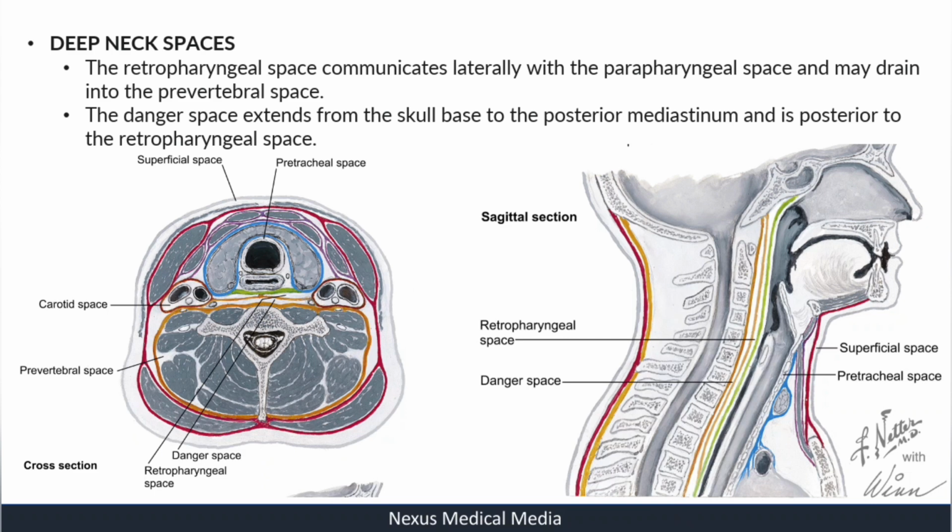This one is the cross section. The one on the right is the sagittal section. You can see the superficial space here. You can see the investing fascia here in maroon, and here you can see the pretracheal space just before the trachea. And if you go to the back, you can see this one is the retropharyngeal space and the danger space.